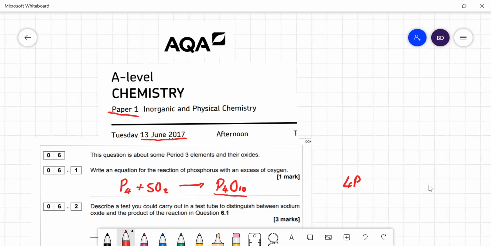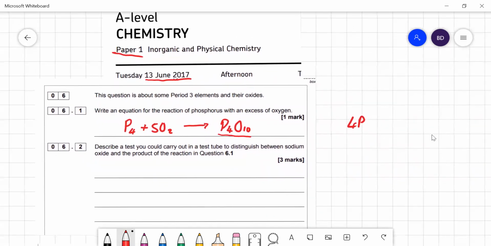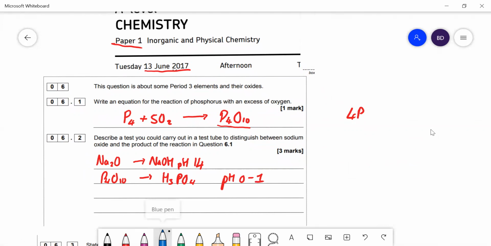Okay, describe a test you could carry out in a test tube to distinguish between sodium oxide and the product of the reaction here. Well, the background is, of course, sodium oxide, when you dissolve it in water, will give you sodium hydroxide, which gives you a pH of about 14. Whereas P4O10, when you dissolve that in water, you get phosphoric acid, which will give you a pH of like 0 to 1.